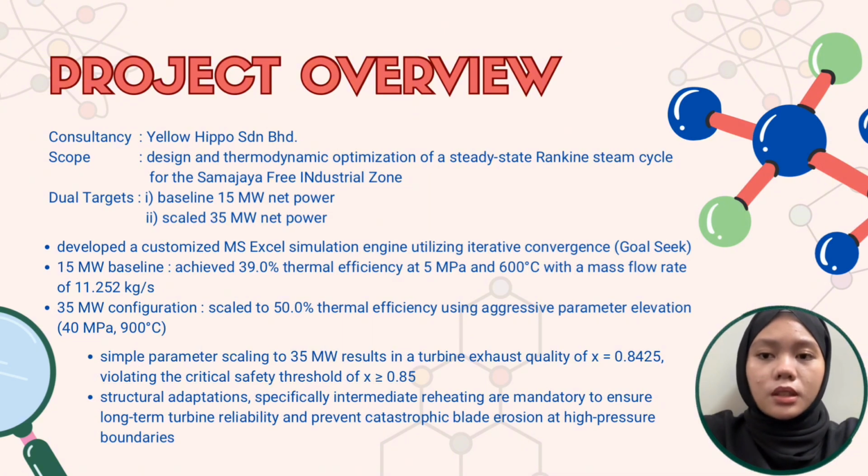To meet the secondary objective of scaling the plant to 35 MW, a modification strategy of aggressive parameter elevation was evaluated. Results indicate that the baseline 15 MW system operates at 39% thermal efficiency with a mass flow of 11.262 kg/s, while the optimized 35 MW configuration achieved a peak efficiency of 50%. This study concludes that while parameter scaling is effective for capacity expansion, structural cycle adaptations such as reheating are necessary to ensure long-term mechanical reliability at high-pressure boundaries.